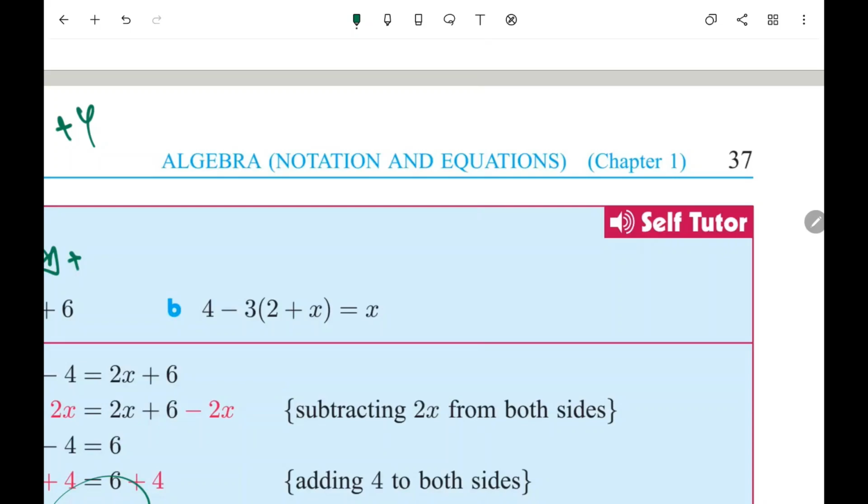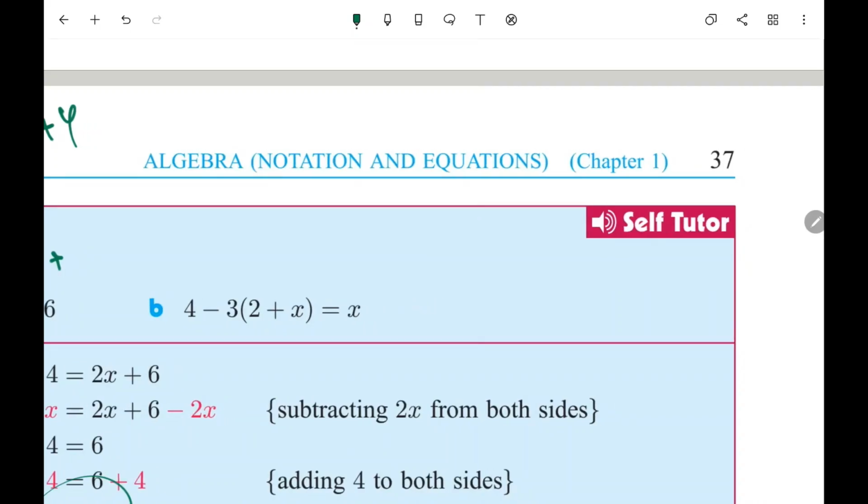Okay, right now at the far beginning we need to make a distribution. So negative 3 times 2 will be negative 6. Negative 3 times x is going to be negative 3x. All this equals x. Okay, as you told us, we need to get all like terms together on one side.